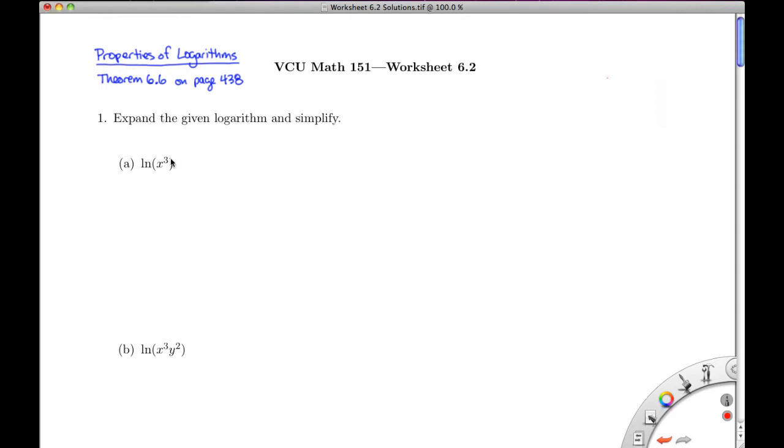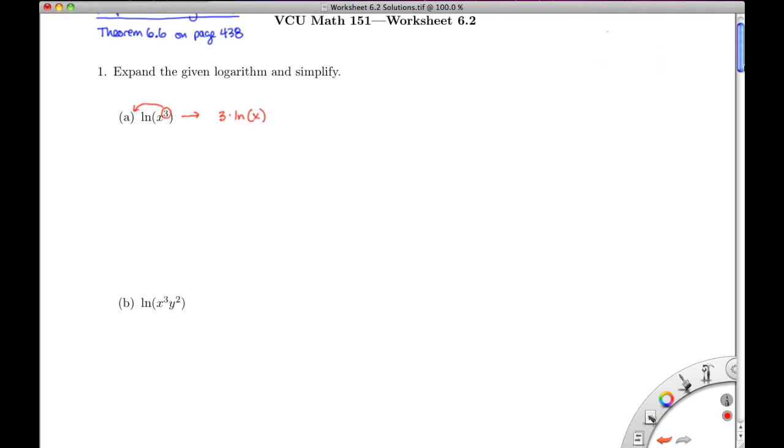In this particular case, our argument is x to the power of 3. So the whole term inside the logarithm is being raised to the power of 3. Because of that, we can rewrite this as 3 times the ln of x. So that's using one of those properties found in theorem 6.6. As long as the entire argument is being raised to a power, we can put that out in front as a coefficient. Okay, so that was easy enough.